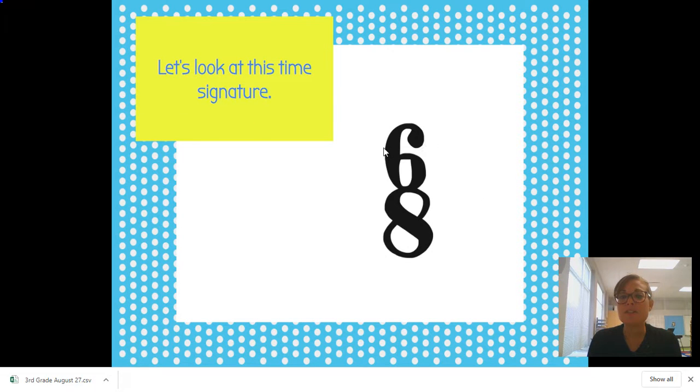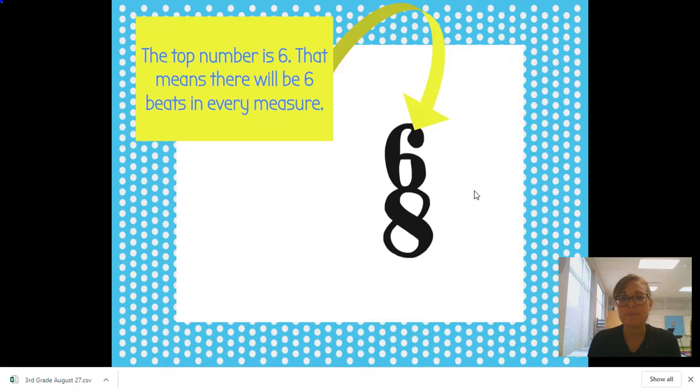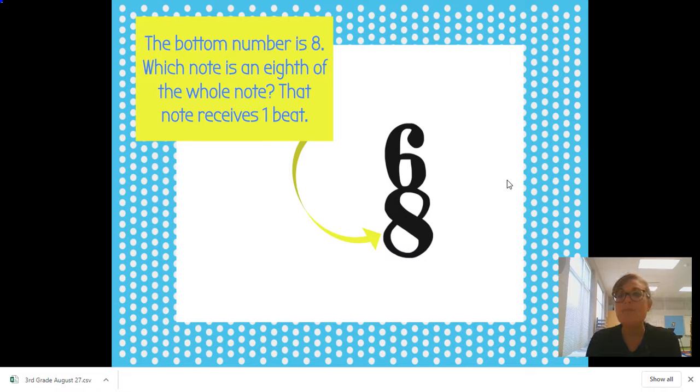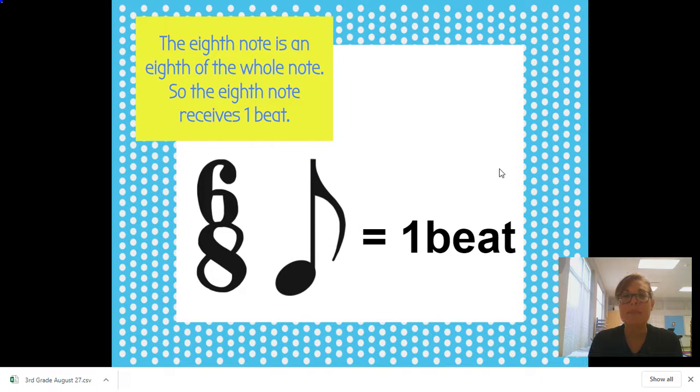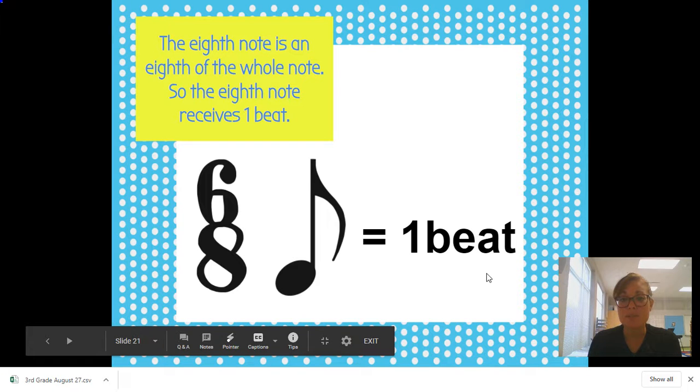Let's look at the time signature 6/8. The top number is 6, so that means there will be 6 beats in every measure. But the bottom number isn't 4, the bottom number is 8. So you have to think which note is an eighth of the whole note, because that is the note that is going to receive 1 beat. The eighth note is an eighth of the whole note. So in 6/8 time, it's the eighth note that receives 1 beat.